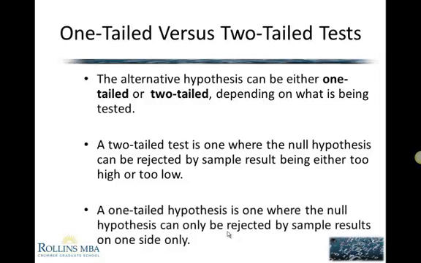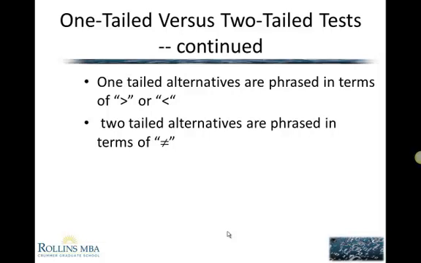A one-tailed hypothesis test is one where the null hypothesis will only be rejected by the sample being on one side of the sampling distribution, either much greater than or much less than, but not both. So as we see here, the one-tailed alternative hypothesis statements are going to have an operator that's either greater than or less than. Whereas in the case of a two-tailed hypothesis test, the alternative statement will have a not equals to as the operator.